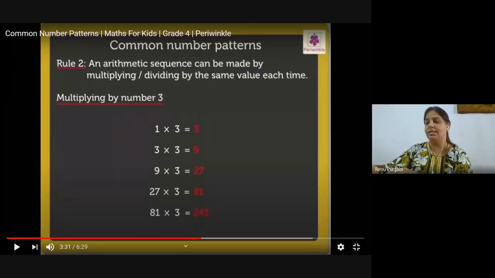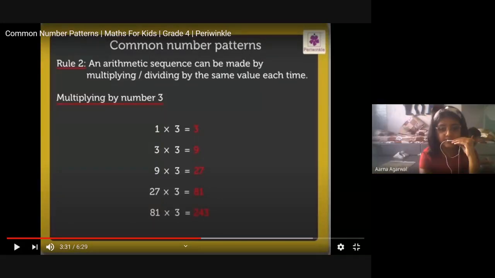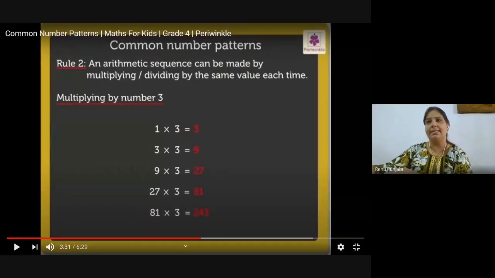First you got the answer 2, right? Then you got the answer 6. Then you got the answer 10. Is the difference between all these numbers the same? Difference means when you subtract. When you add 4 to 2, you will get 6, right? Then again in 6, if you add 4, you will get 10. So your number pattern is right?